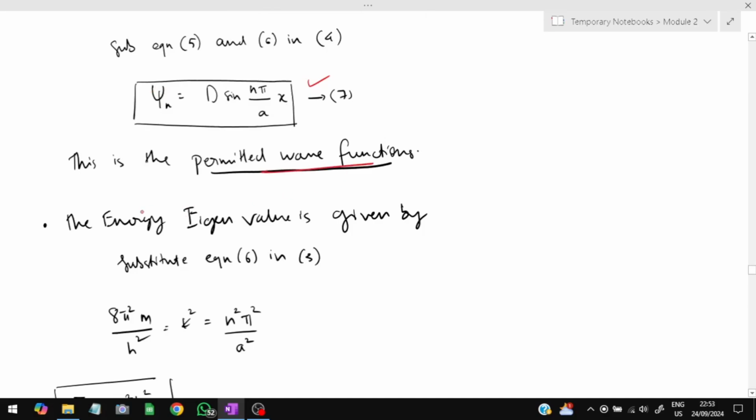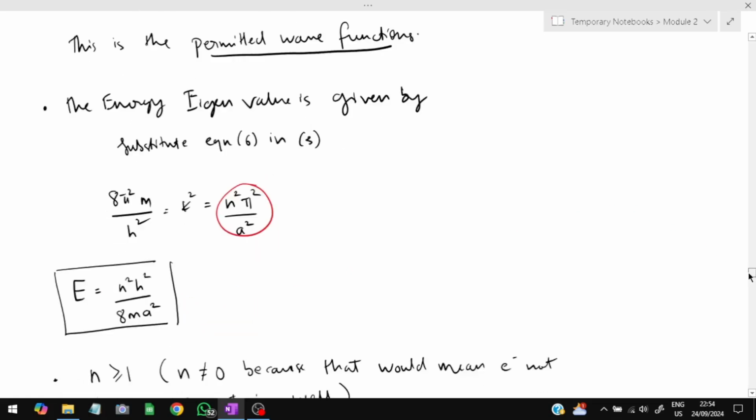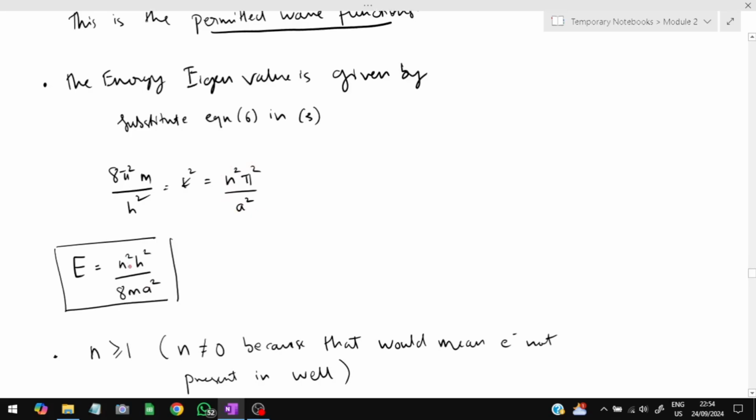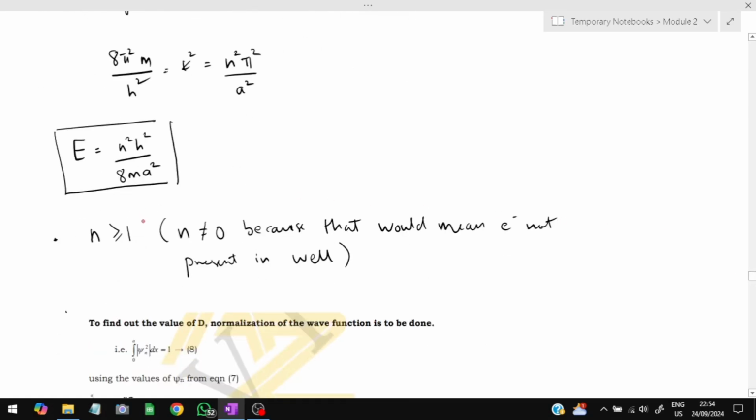So the energy eigenvalue is given by substituting equation 6 in 3. Where we had 8 pi square m by h square, we considered k, right? So now the k value we know, so we are substituting the k value and simplifying this equation. What we obtain is E is equal to n square h square by 8 m a square. Since the n value is there, n cannot be 0, because it would mean that the electron is not present in the well. n should be greater than or equal to 1.